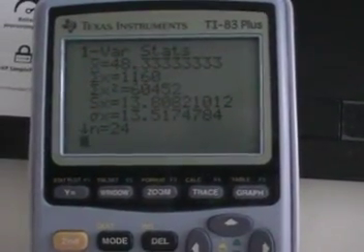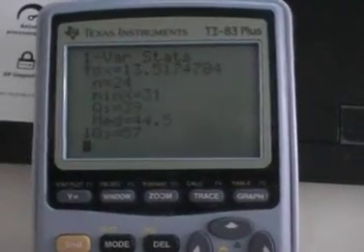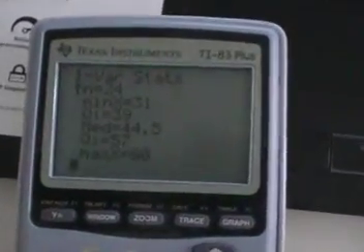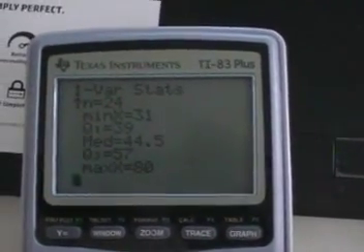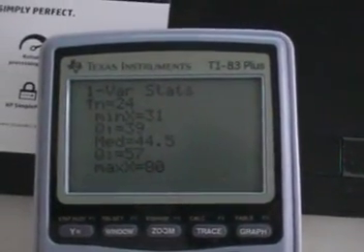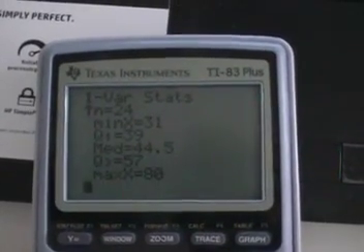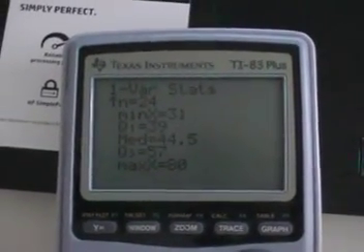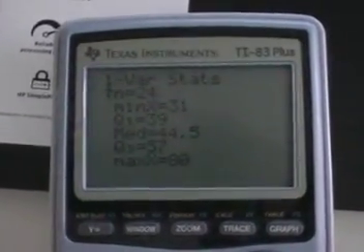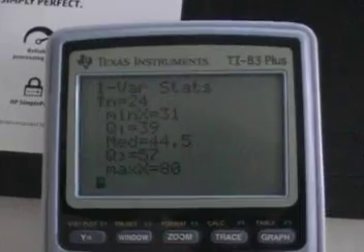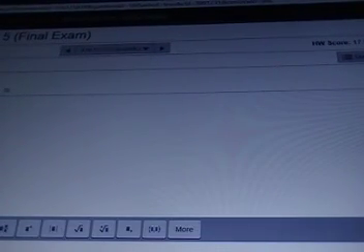If I down arrow 5 times, 1, 2, 3, 4, 5, this is that 5-number summary that box plots are made out of. It's got the minimum value, the smallest one, 31. Q1 is the lower quartile, 39. The median's 44.5. Q3 is the upper quartile, 57. And the maximum value is 88, the largest one. This question only wants the third quartile, so I can just tell it it's 57.